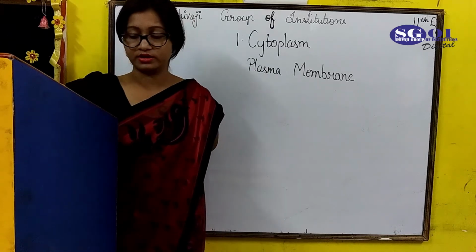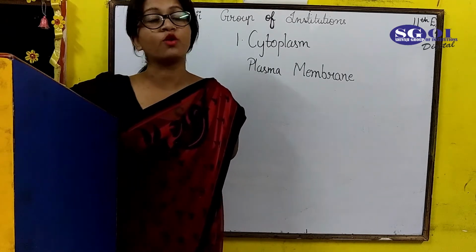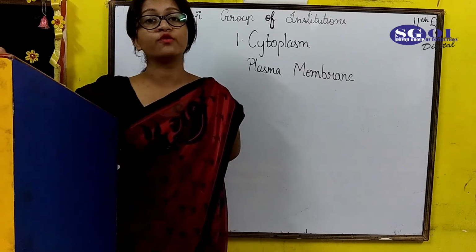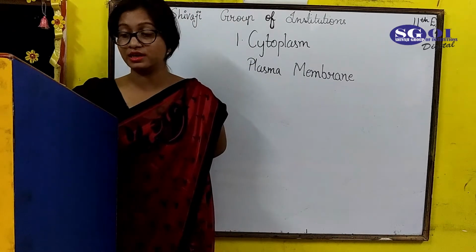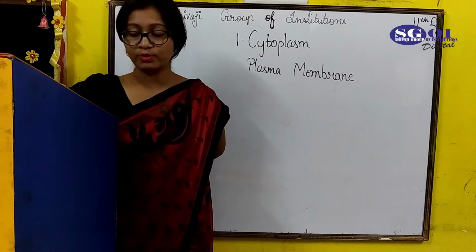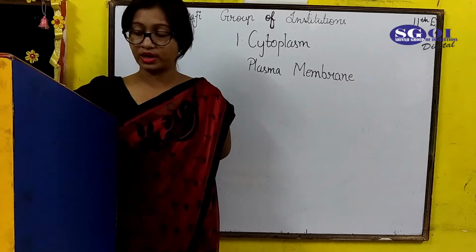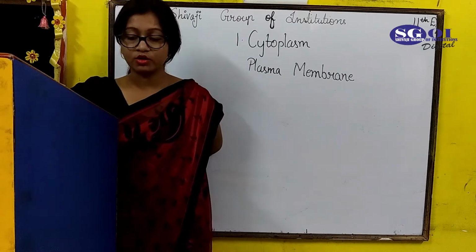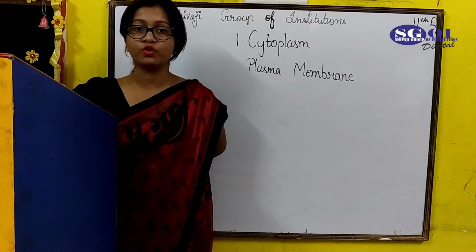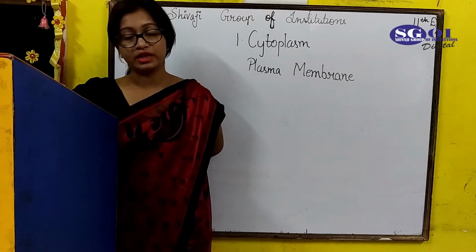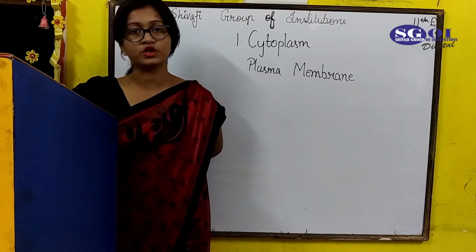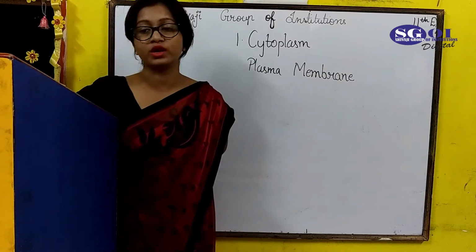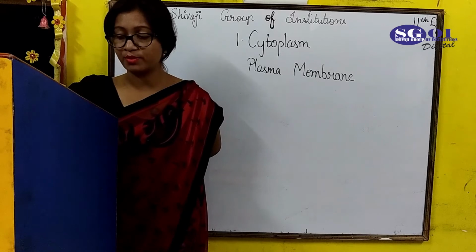The second model is Robertson's concept of unit membrane. He suggested that the plasma membrane consists of a unit membrane, that is a single cell membrane, and it is a bimolecular lipid leaflet sandwiched between outer and inner protein layers. The configuration is protein, phospholipid, phospholipid, protein. That configuration is present in the unit membrane of the plasma membrane.